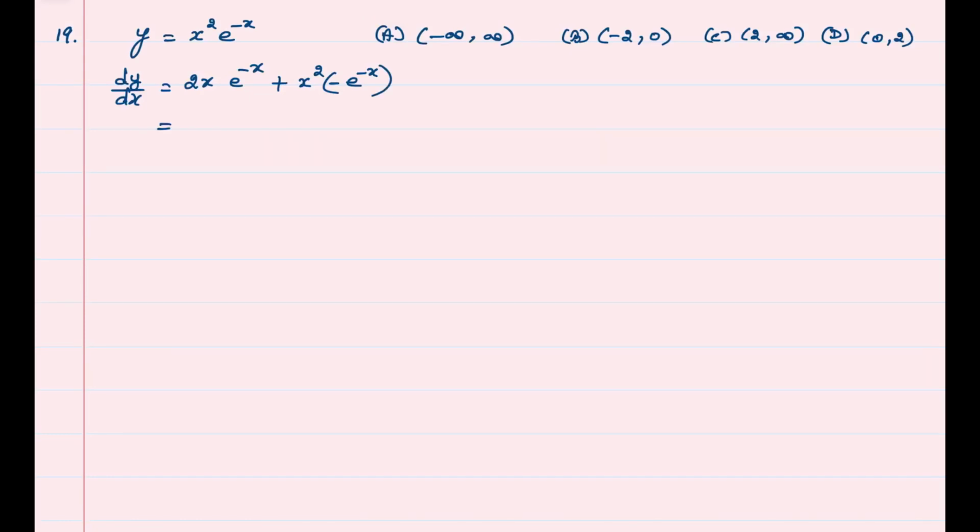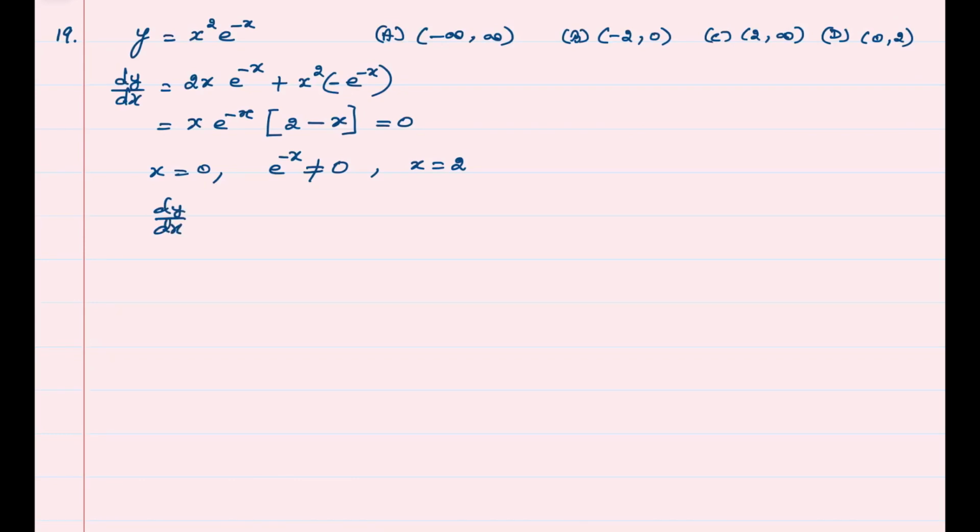We will take the common factors out. X times e power minus x, we get 2 minus x. We will equate the first derivative to 0. We get x equal to 0. We know that exponential function never takes the value 0. So x equal to 2. So, we have two critical values, x equal to 0 and x equal to 2.